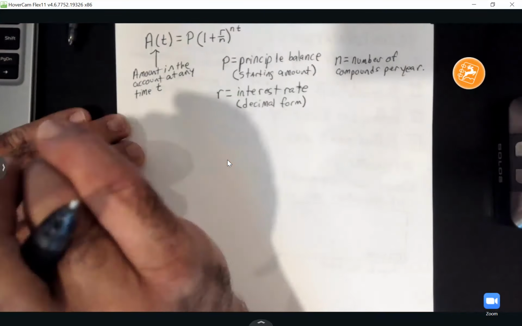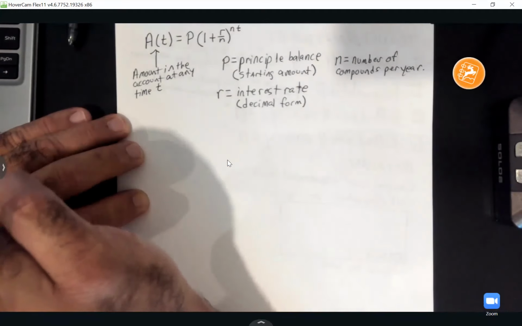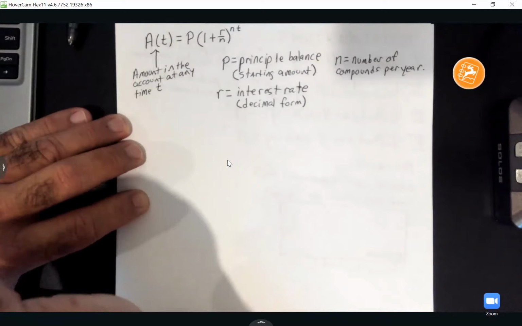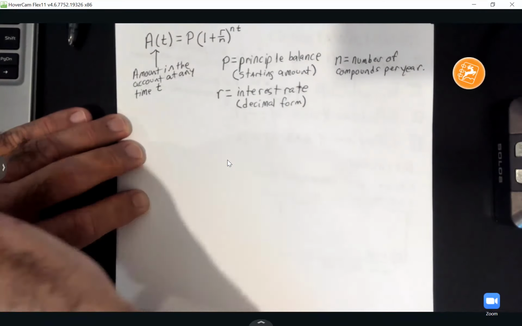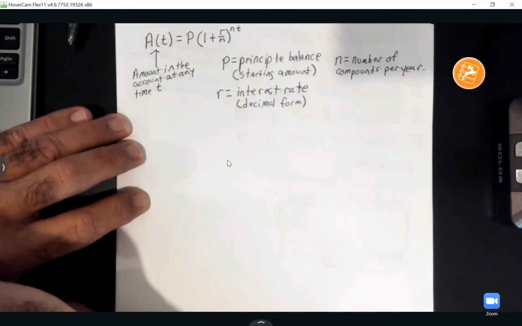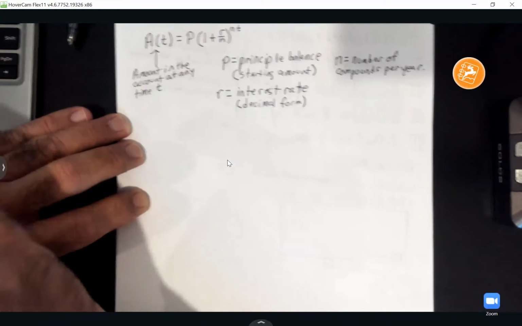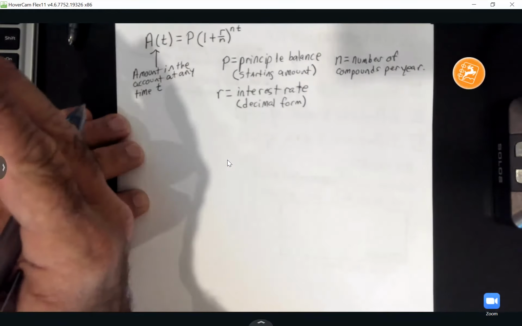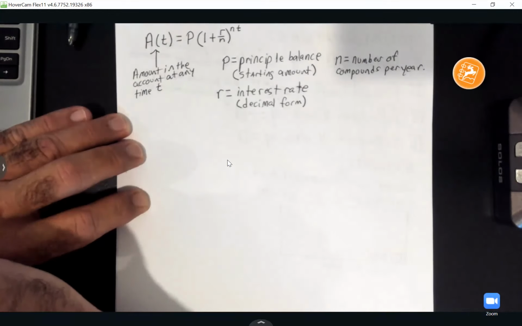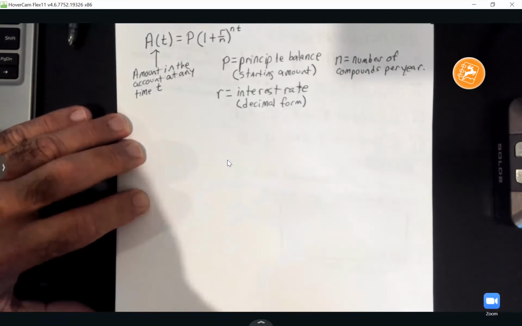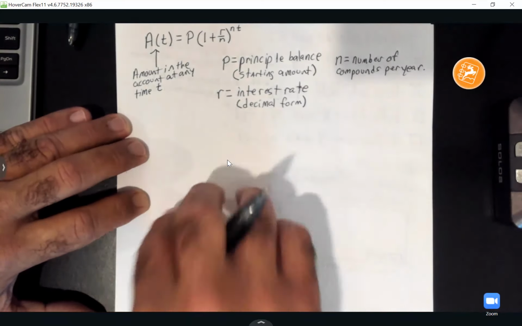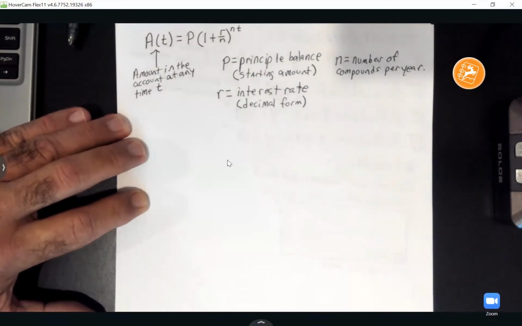If it's yearly, it'd be once. Semi-annually would be twice. What else we got? Monthly. Monthly would be 12 times a year. Quarterly would be 4 times a year. Daily, what's daily? Like 365 times a year. So that's how many times they're going to apply the interest, okay?